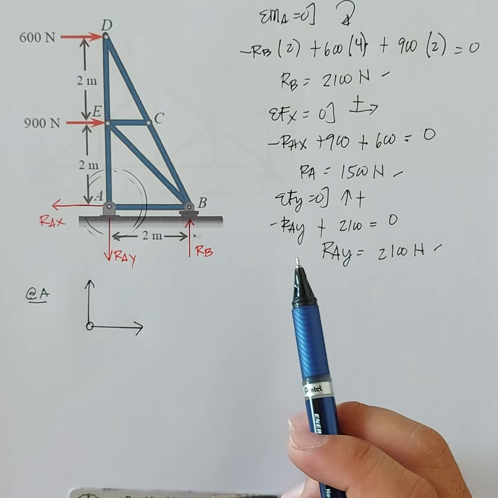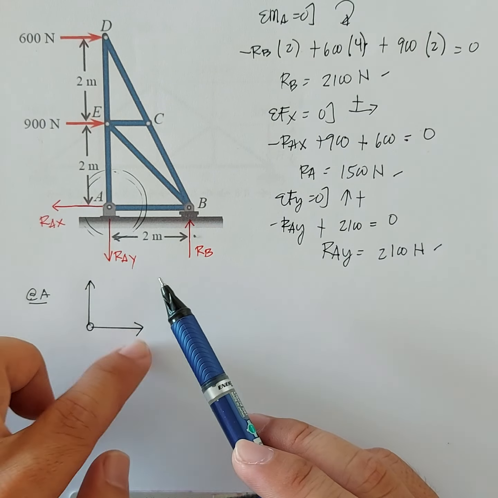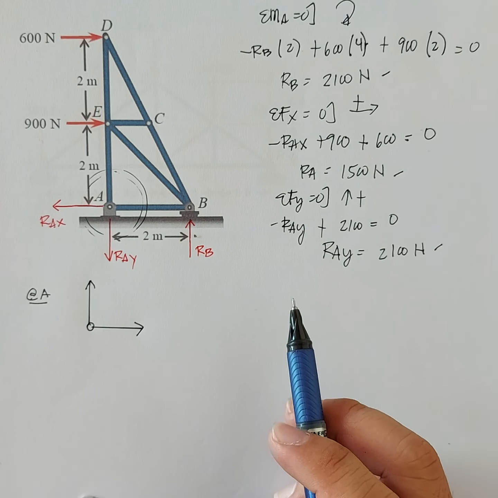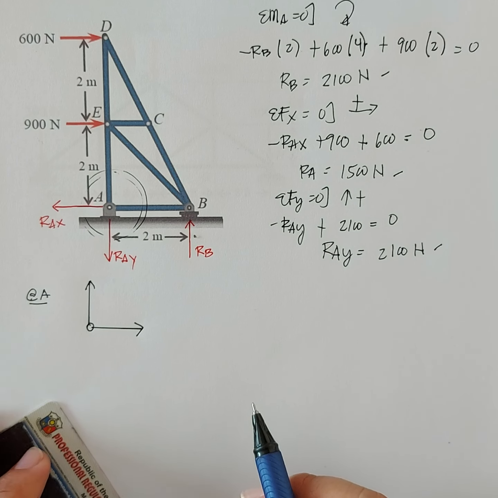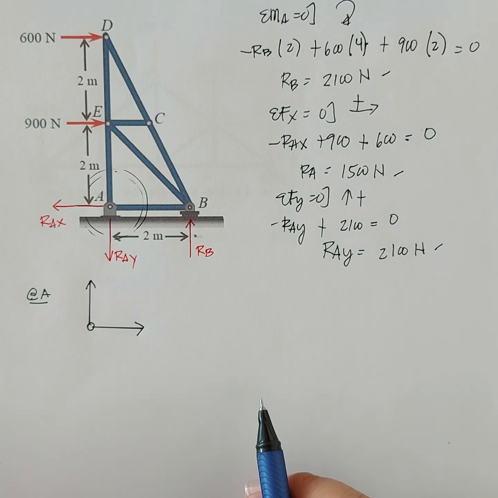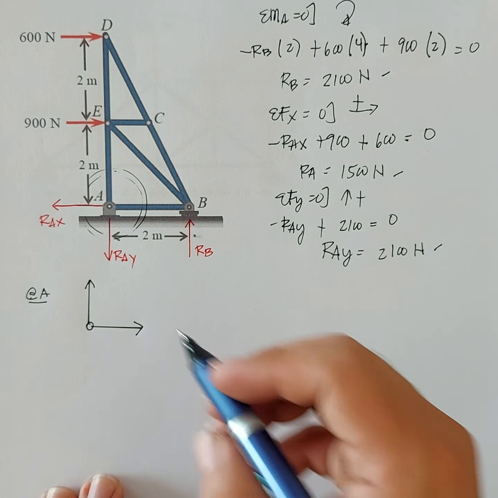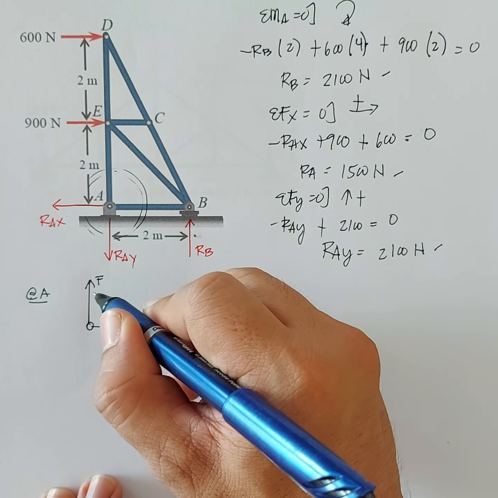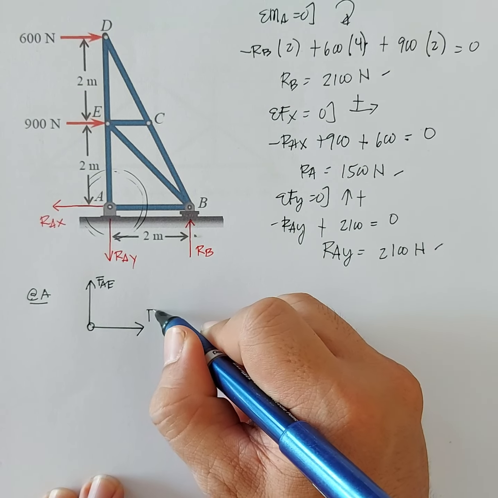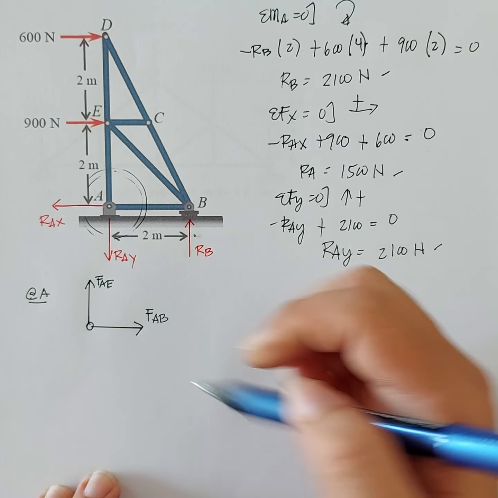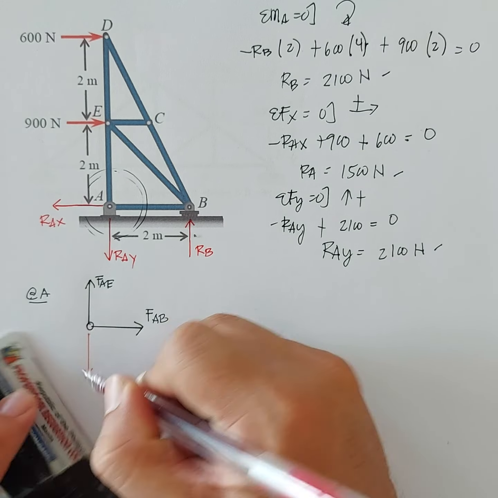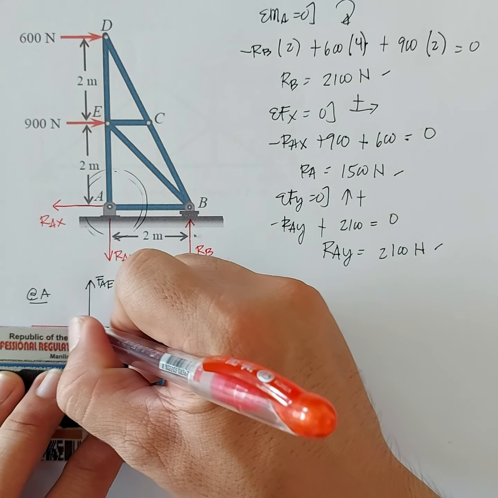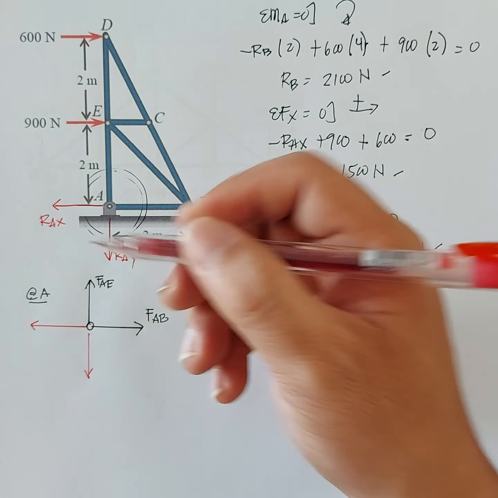So, i-assume natin na ito ay in tension. Okay? Naka-tension yan. Pag nagkamali tayo ng assumption, mag-negative lang naman yung result, which means na compression siya. Okay. Ayan. So, this is FAE, FAB. And don't forget, of course, to include yung reactions natin, at external force kung meron. Wala namang external force. Meron lang tayong reactions.